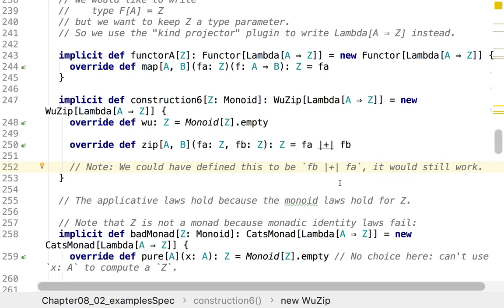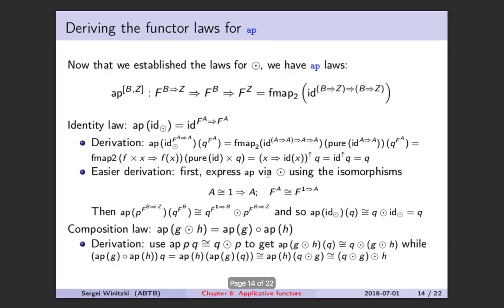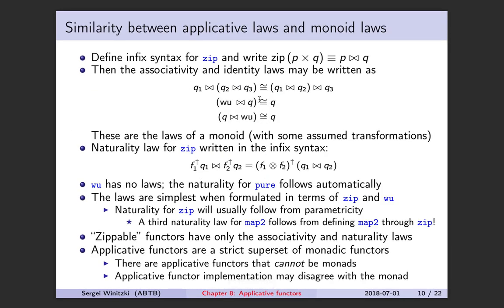They will still be valid. So this is an arbitrary choice, really. So why do the laws hold for this? It is because if you look at the applicative laws formulated like this, they look exactly like monoid laws, except that in the applicative laws, all of these are values with type parameters. So this is some f of a, this is some f of b, this is some f of c.